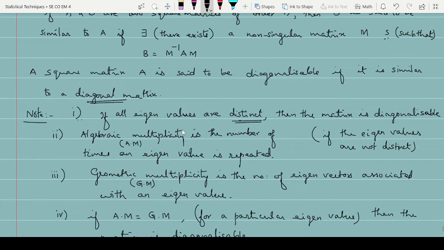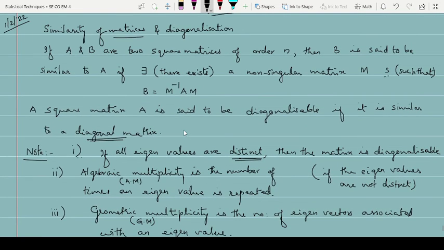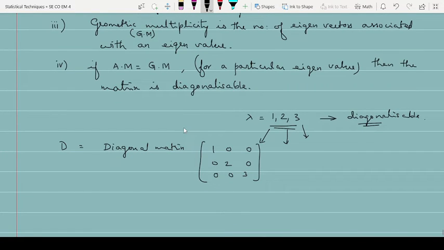D equal to M inverse A M. Here what we told, B equal to M inverse A into M. So this is a transforming matrix. After getting here, you will get 3 vectors, and the transforming matrix M will be given by them. Corresponding to lambda equal to 1, you will have a vector.